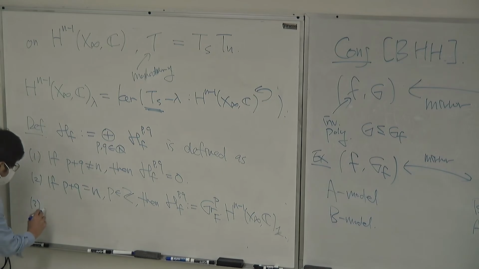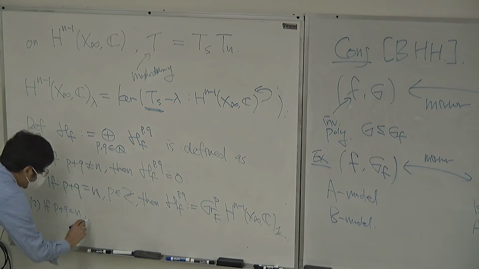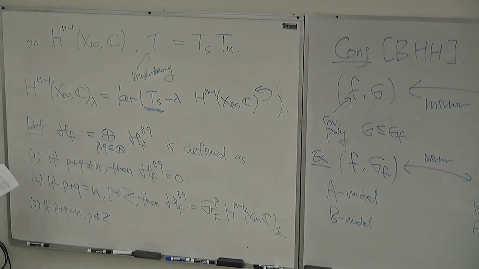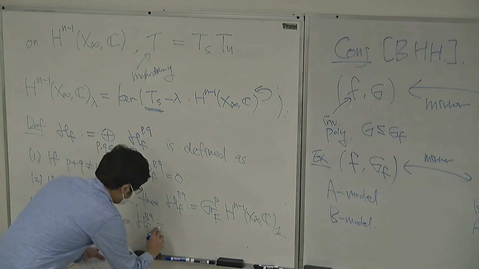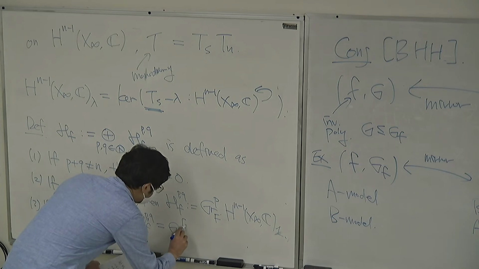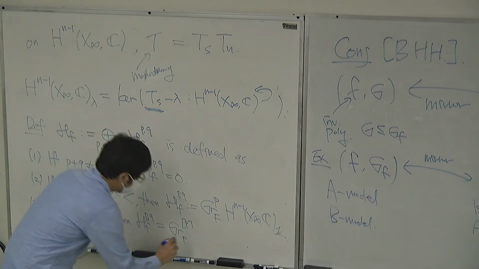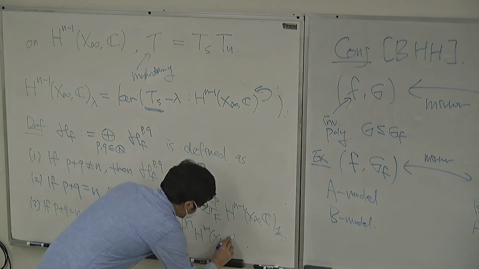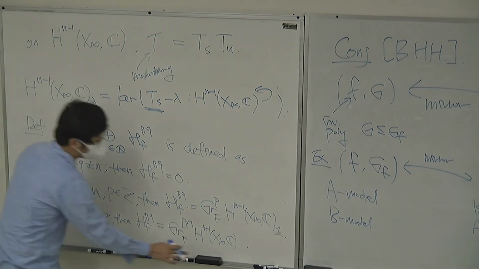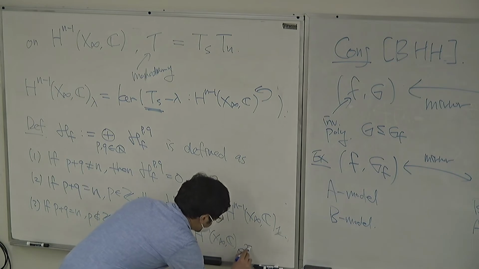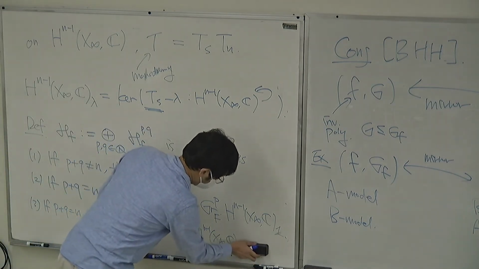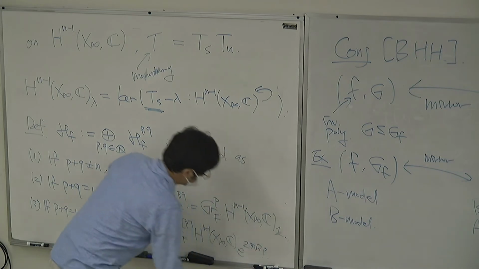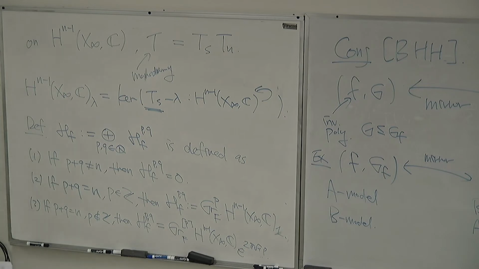And when p plus q is n, but p is not an integer, then I define this H_F^{p,q} to be again the graded pieces of this filtration on H^{n-1}_∞(X, C). But in this case, the eigenvalue is e^{-2πi p}; for the integer case the eigenvalue is 1. Sorry, this is 2πi p. So I define the new vector space H_F^{p,q} in this way.